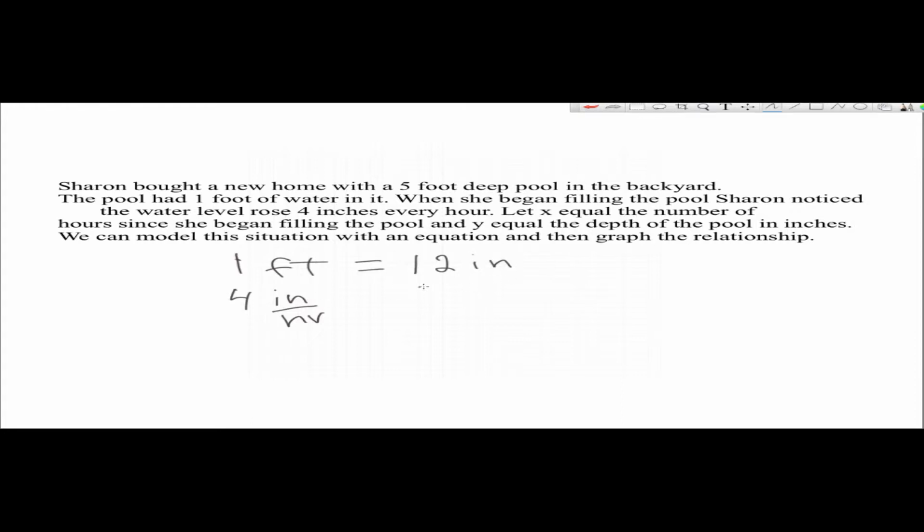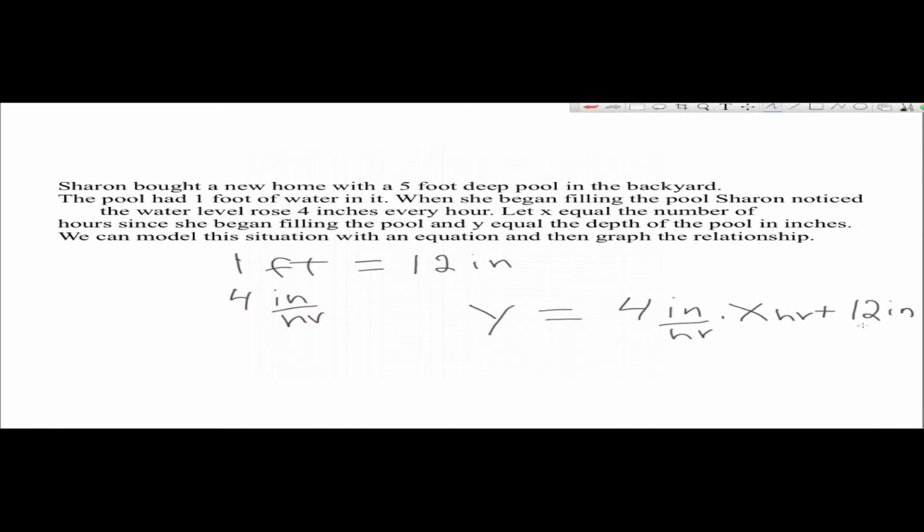Okay, so I've got some information, and I know that X is the number of hours and Y is the depth. So Y is going to equal the number of hours, X, times the rate, 4 inches per hour, times X hours, plus we started with 12 inches.